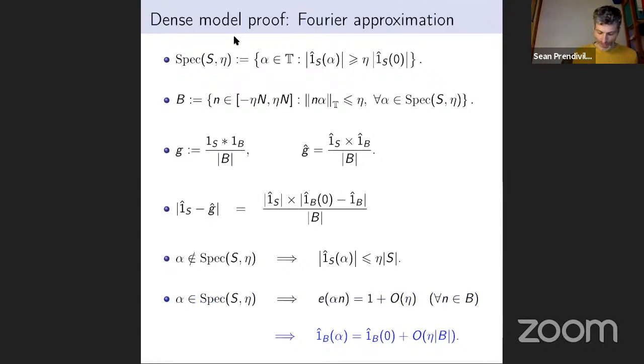So when alpha is in the large spectrum, this function here resembles this constant, in that their difference is an eta proportion of the size of the Bohr set. So you substitute this bound into here, and you get eta times the size of the Sidon set again. So we've got a uniform bound for the difference between the Fourier transform of G and the Fourier transform of our Sidon set. That's great.